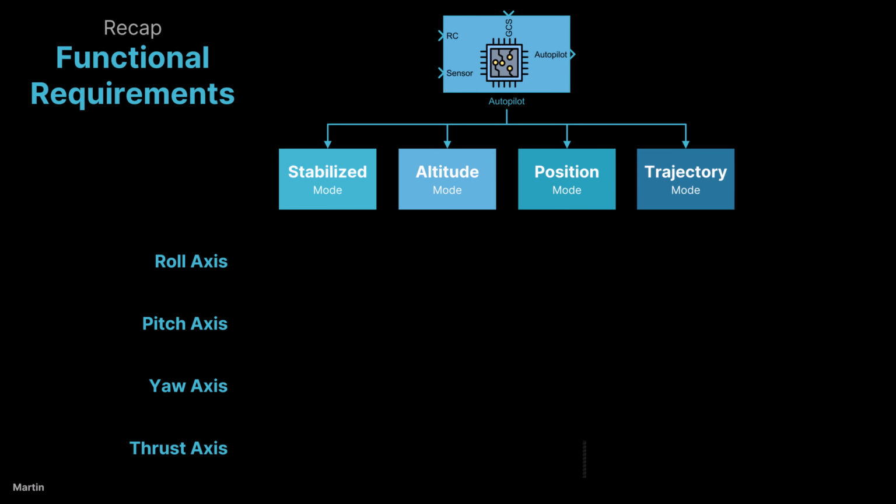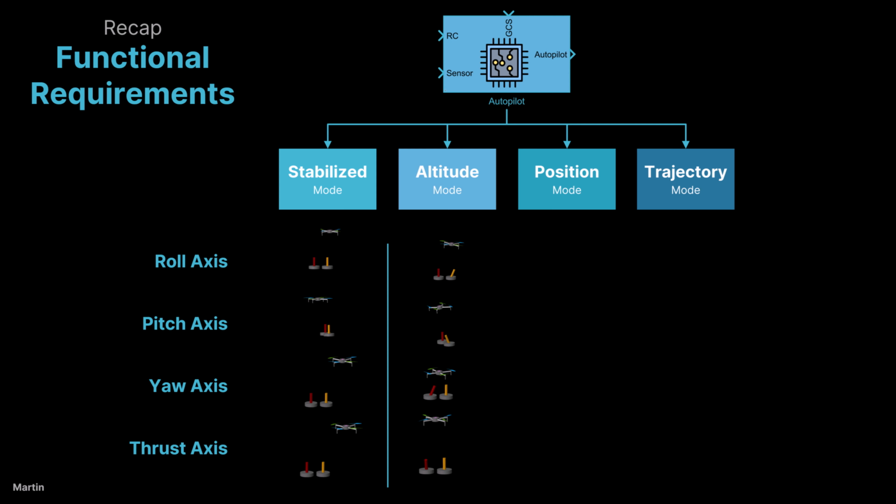Let's recap the functional requirements we covered in Session 2. Stabilized mode. The autopilot helps stabilize the drone's roll, pitch, and yaw, but the operator is responsible for controlling altitude and position. It provides basic stabilization for manual flight. Altitude mode. Here, the autopilot maintains the drone's altitude by adjusting throttle, while the operator controls the roll, pitch, and yaw. It reduces the pilot's workload by keeping the drone at a constant altitude.